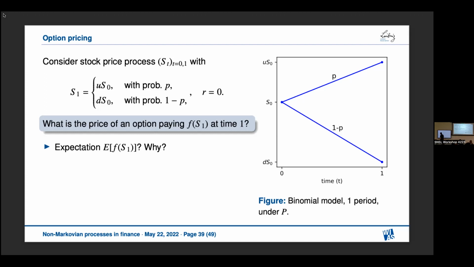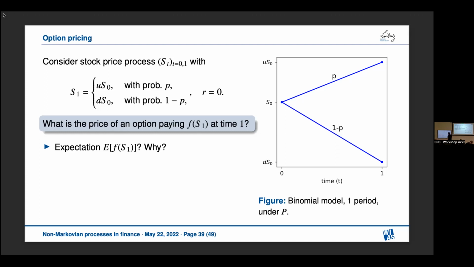So if we translate this, we get phi zero e to the r plus phi one u S zero is equal to, let's call it f u, which is f of u S zero, and we get phi zero e to the r plus phi one d S zero equals f d, which we define as f of d S zero. I'm rapidly running out of time, so I post this as a homework problem. But of course, we have a system of two linear equations with two unknowns, so we should be able to solve this.